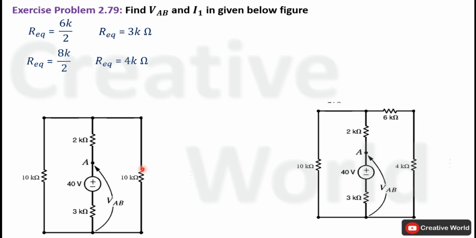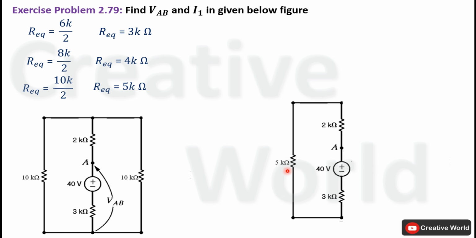Now for further simplification, these two 10 kilo ohm resistances are connected in parallel and both have the same values. So we will find their equivalent resistance by dividing 10 kilo ohm by 2 because the number of resistances connected in parallel is 2. R equivalent will be equal to 10k divided by 2. It will result in 5 kilo ohm. So we will modify the circuit by replacing these two resistances with a single resistance having the value of 5 kilo ohm. Now the circuit is simplified and it is converted into a simple series network.